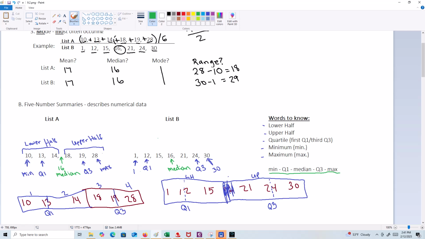So list B's 5-number summary would become 1, 12, 16, 24, 30. And list A's 5-number summary would become 10, 13, 16, 19, 28. And then you know that it always has to be written in this order. So you know that the 12 is the first quartile. You know the 24 is the third quartile.